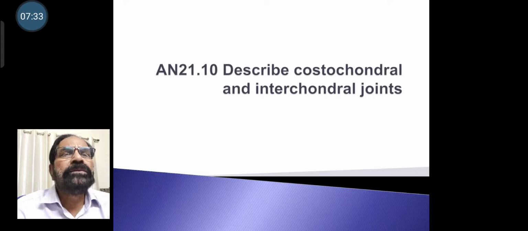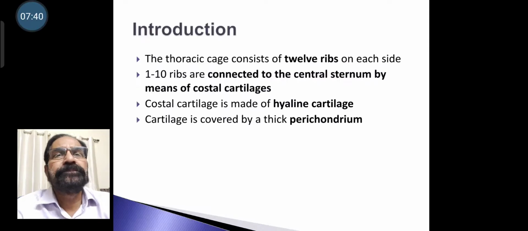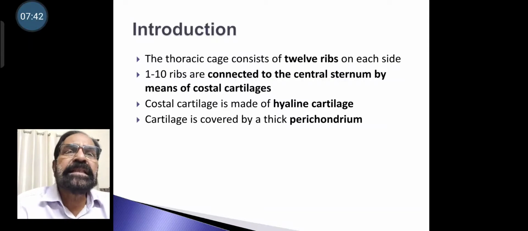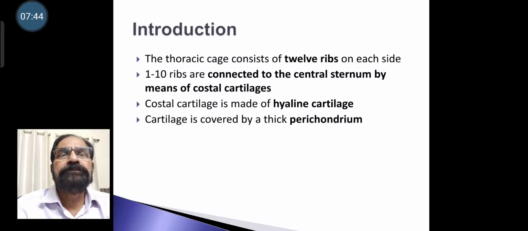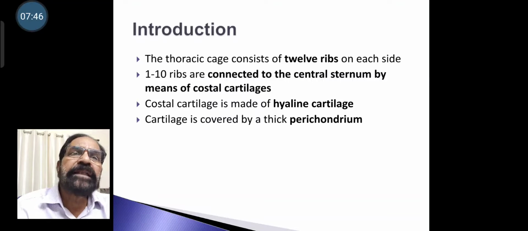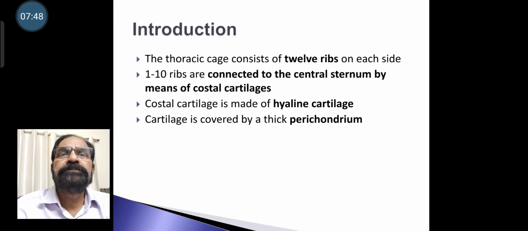Then we go on to describe the competency, the costochondral and interchondral joints. Thoracic cage consists of 12 ribs on each side. 1 to 12 ribs are connected to the central sternum by means of costal cartilages. Costal cartilage is made up of hyaline cartilage and is covered by perichondrium.